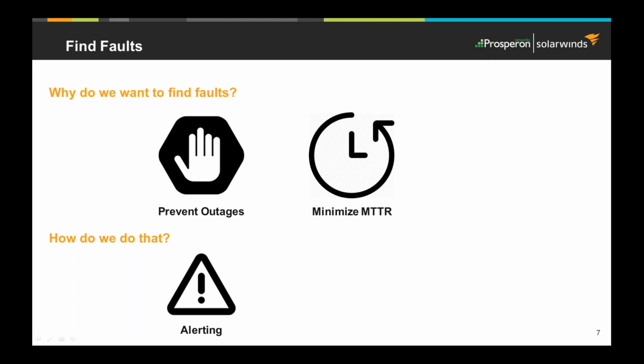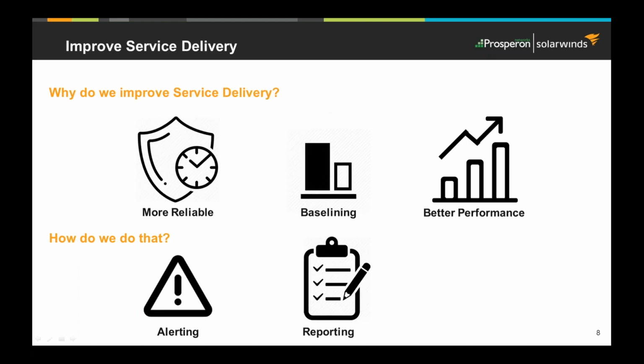We have to avoid these situations, but also we have to minimize the mean time to resolution: how much time we spend fixing the issue, and how much time we spend finding the root cause of the issue. For these two reasons, normally we use alerting. We like to receive an email when something goes down or when something unexpected occurs on our network. But if we continue, and in this case we review how to improve the service delivery, we can use other options, as you will see later on, not only alerting.